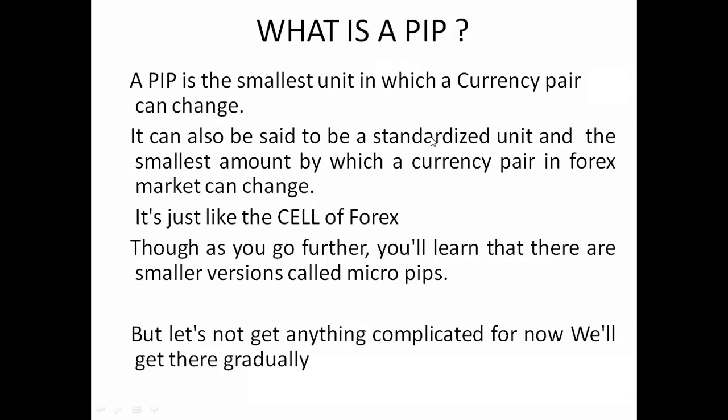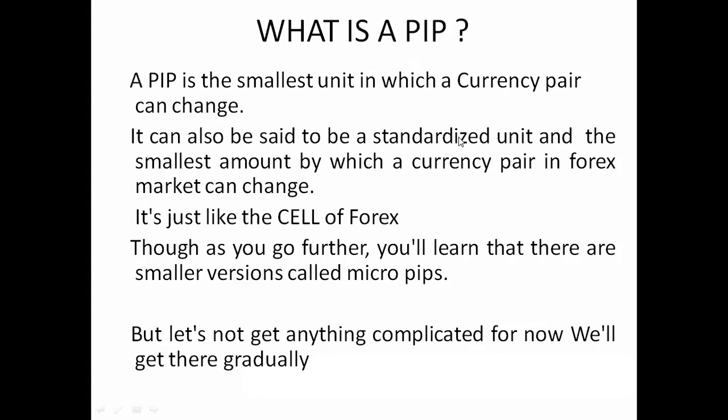So what is a pip? A pip is the smallest unit by which a currency pair can change. It can also be said to be a standardized unit, the smallest amount by which a currency pair in the forex market can change. As you go further, you will learn that there are smaller versions called micro pips.